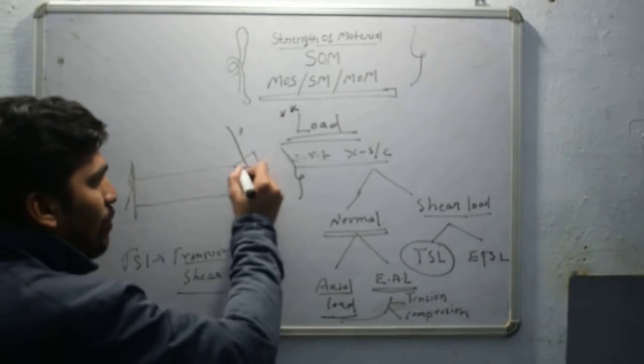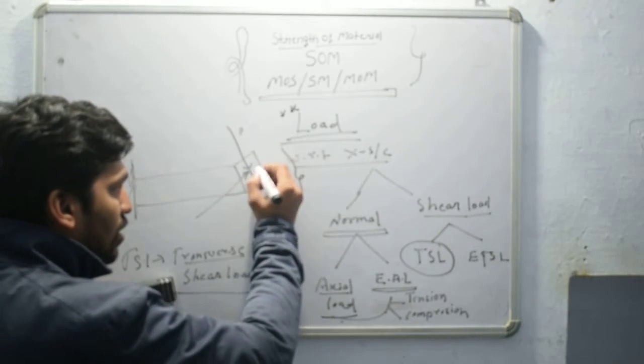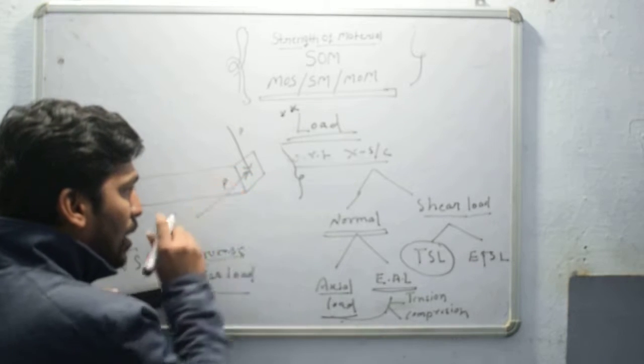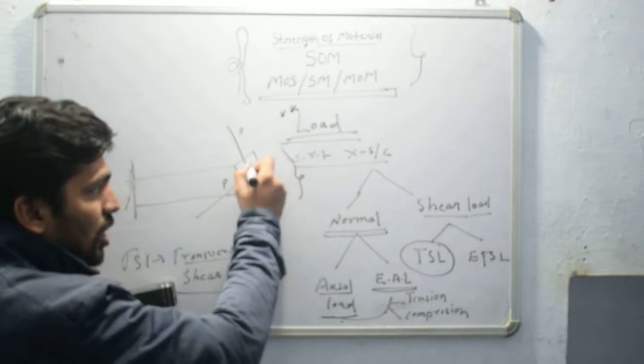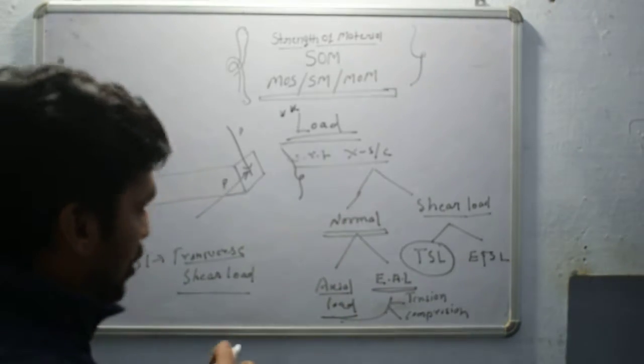Okay. In the same way, if you apply the load here also, here I am representing load P, which is passing through the centroid. This is known as the TSL, transverse shear load.